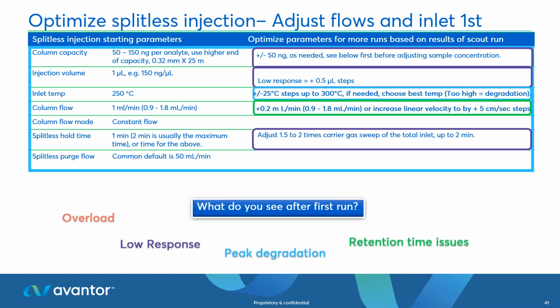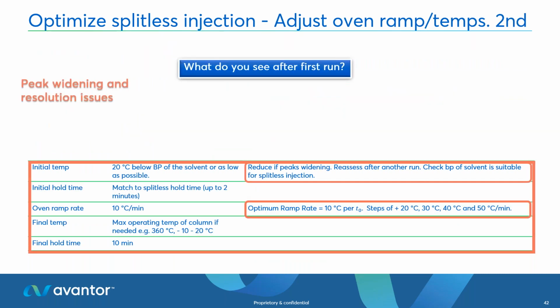Again, with retention time issues, have a look at the flow rates, make sure these are appropriate, and adjust as needed. Carryover may be where the flow after the hold time is not enough. Maybe we need to increase the flow rate just so we can sweep the column and any residual left over, to rule out any carryover.